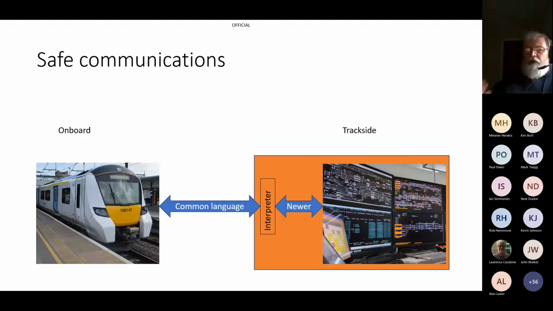And you can argue that you could do exactly the same the other way around. You could take a 158 off Cambrian running baseline 2, and you could put it on 0 to 12 out of Paddington, and you could configure the trackside to do the interpreting. So that's the theory, and system versions is all about helping the onboard and the trackside know which of them has to do the interpreting and how to do that interpretation.